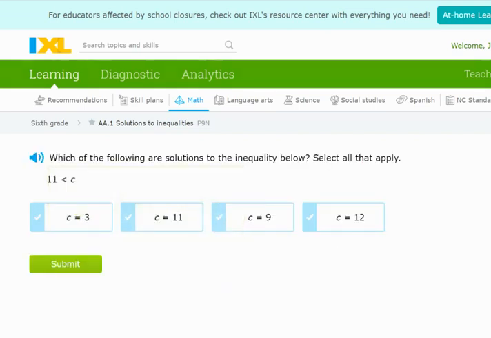In the next one, I have 11 is less than c. So put this differently, if 11 is less than c, then that means that c needs to be more than 11. In this case, 3 is not more than 11. 11 is not more than 11. And this is important because it does not have right here an equal sign bar. So it can't be equal to 11. It has to be more than 11. So the only one that works is 12.